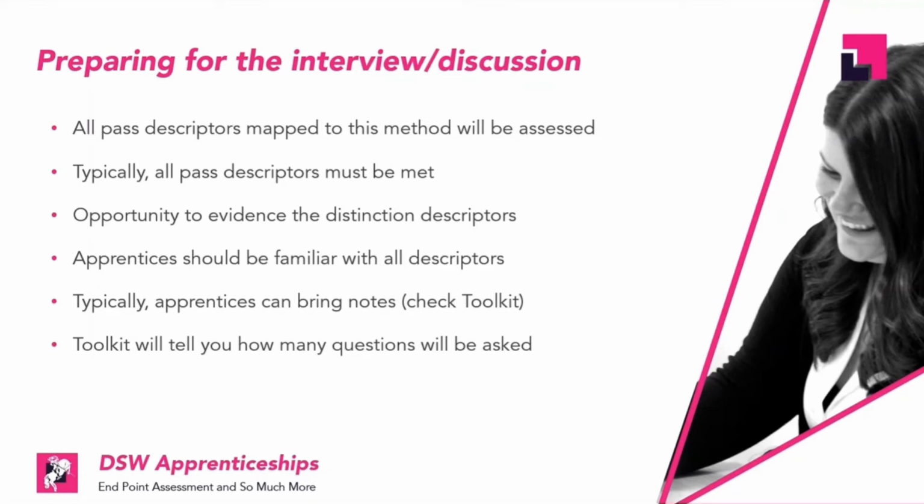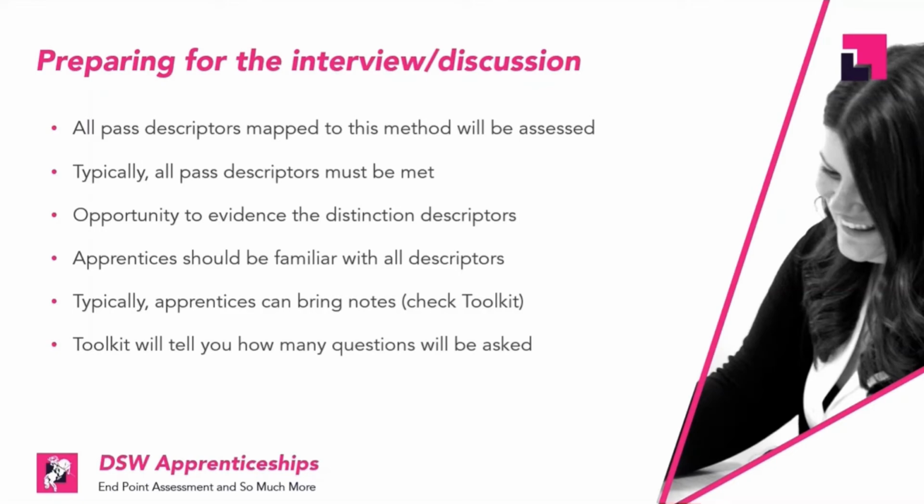But make use of those. So if it does say they can take notes in, then very much encourage the apprentice to take notes, but notes that they can refer to as a reference point rather than taking in a big ring binder and looking down at that the whole time. It's really important that they engage and maintain eye contact with the assessor. So really notes that just trigger something in their brain. Okay, this is the example I'm going to use, or this is what I want to focus on.